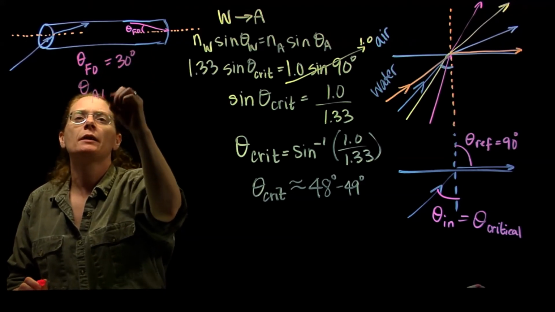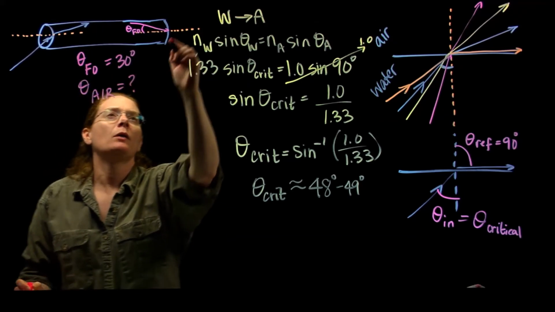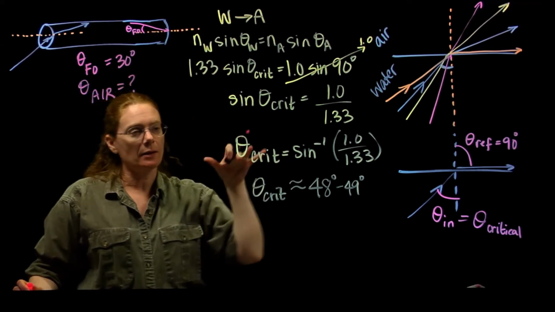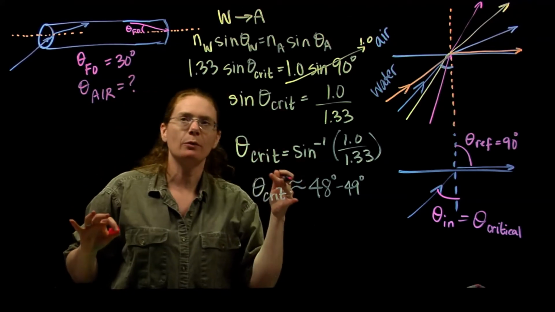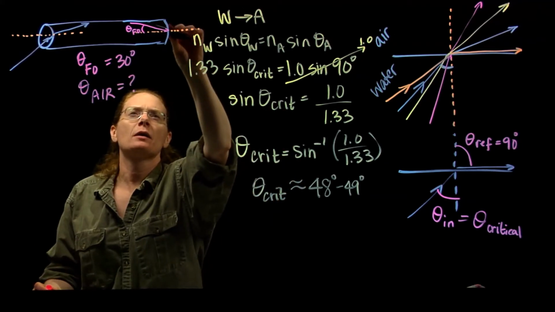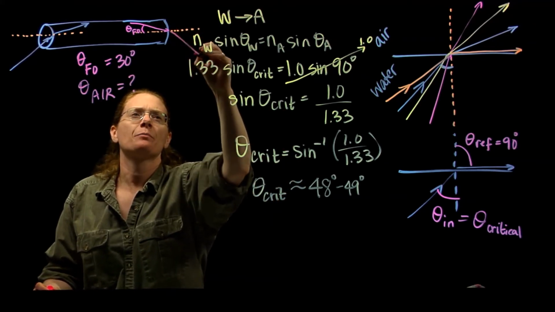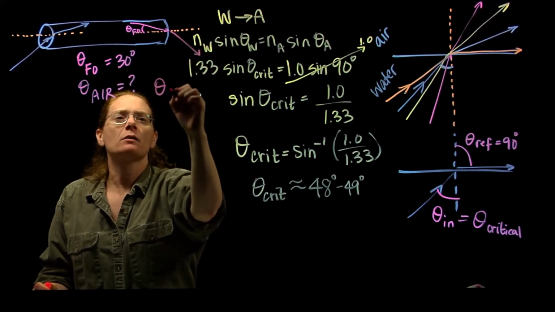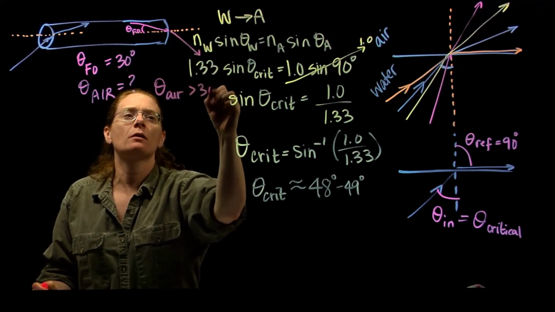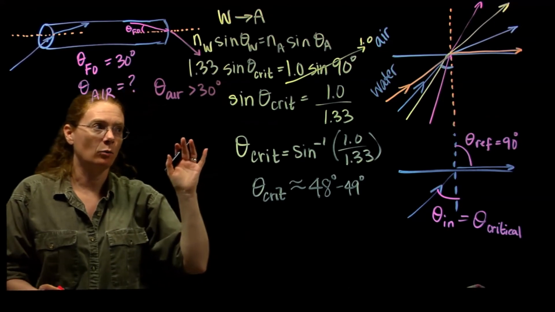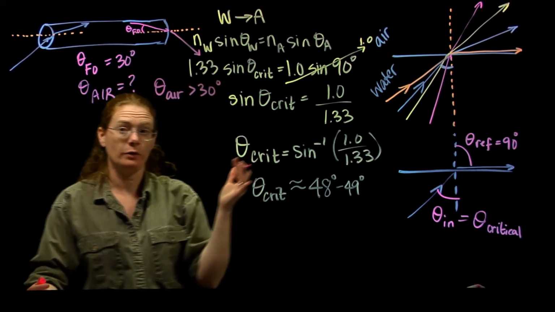What's the angle in air going to be? Well, it's going from more dense to less dense. It bends away from the normal. So instead of coming like this, it's going to be steeper down. I would expect the angle in air to be bigger than 30 because it should bend away from the normal. So let's see if it is.